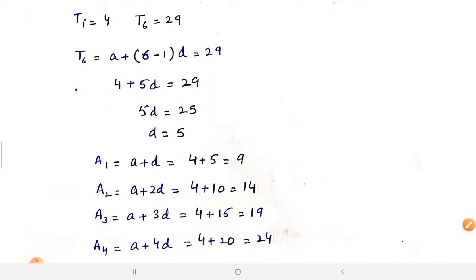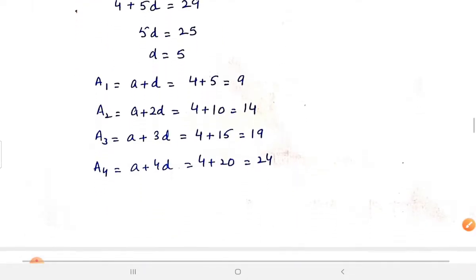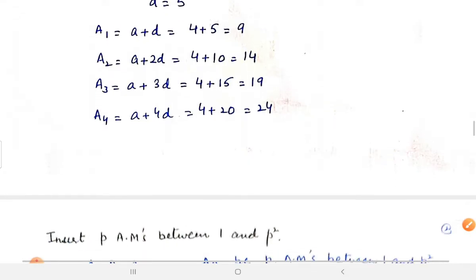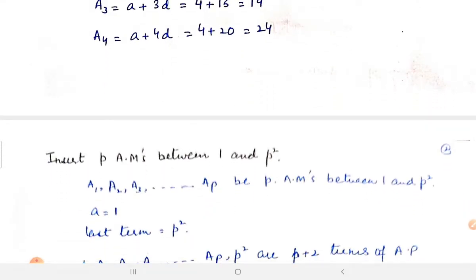So what is A1? A plus D. A is 4 plus 5 is 9. What is A2? A plus 2D. So it is 4 plus 10, that is 14. What is A3? A plus 3D. So it is 19, and A4 is 24. So we have inserted 4 arithmetic means between the two numbers, that is 4 and 29.